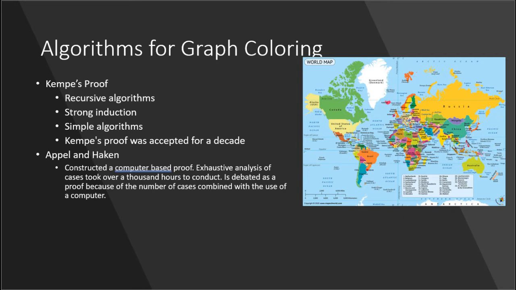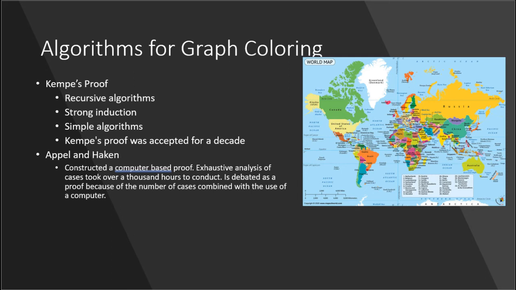For algorithms, we found Kempe's proof and Appel and Haken's. Talking about Kempe's proof first, this was one of the very first proofs for the four-color theorem. Originally, it appeared that there were no flaws in it. However, a decade after Kempe published this proof, another mathematician named Heawood found a flaw in the proof. Even though he and Kempe attempted to fix it, they were unable to do so.